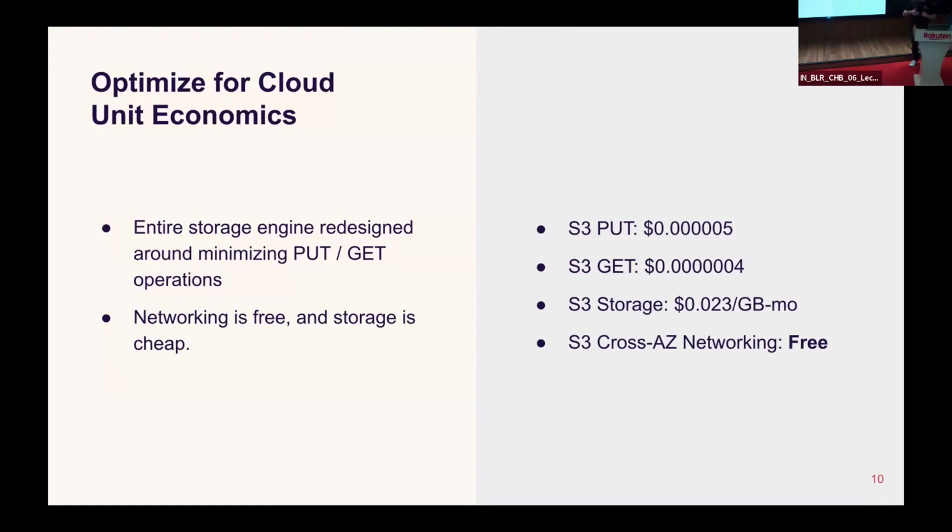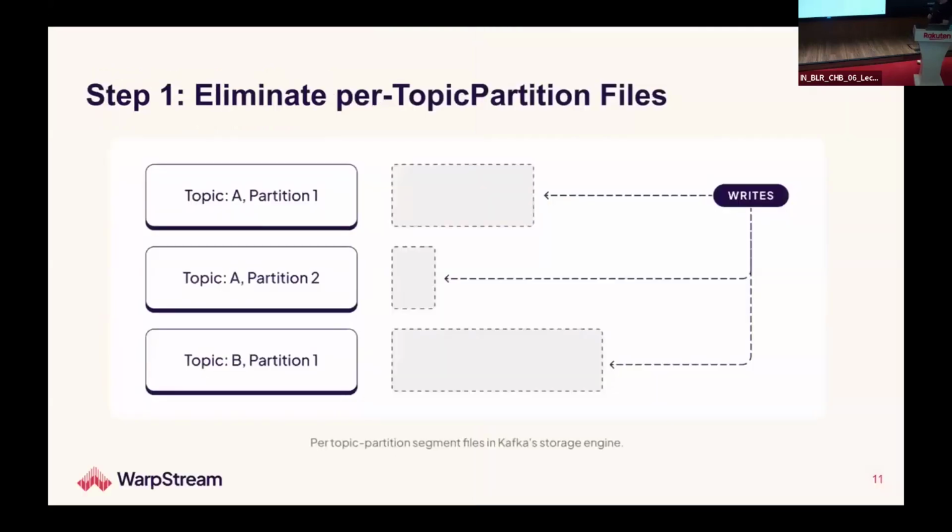So anytime we can trade space amplification for reduced put and get requests, or do more networking to get fewer put and get requests, that's usually a good trade-off. And so you'll see how that falls out of the design.